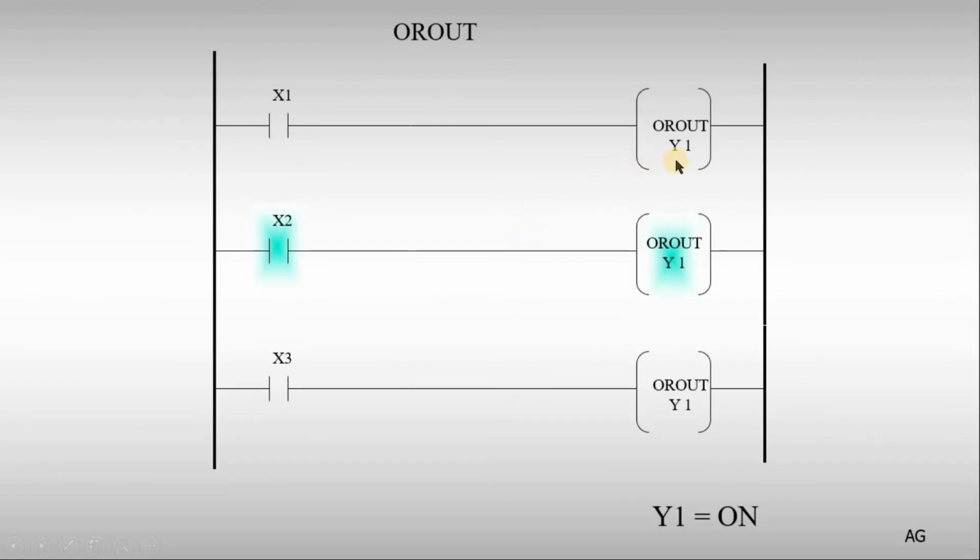Now there is another command you need to know about. It's called OR out. This is different than the out. So the OR out, you can write it in many places in your PLC program. So if any one of them turns Y1 on, you will get Y1 on. So it looks like an OR. Any one of them on, Y1 will be on. If all of them are off, then Y1 will be off. So this is another command called OR out.